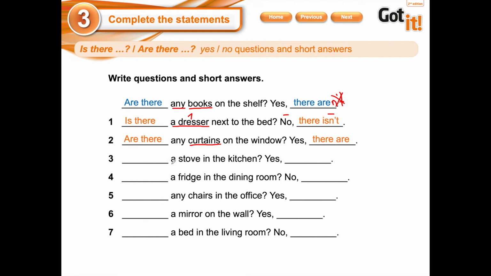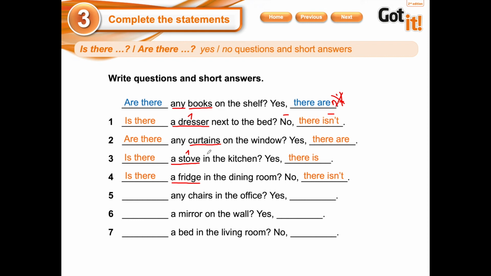Number 3. Here is your keyword, a stove. A stove like this. It's only one. So, is there a stove in the kitchen? Yes, there is. Perfect. Let's go with number 4. Here you have again a fridge, the same as here. So, is there a fridge in the dining room? No, there... can you put "is"? No, Miss. I am going to use "isn't." No, there isn't. Very good.